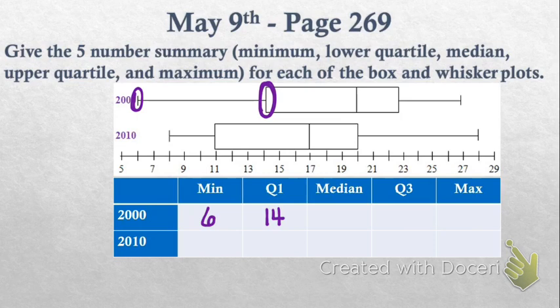I want you to think about this for just a second. If I've got a candy bar, and I cut it in half, and then I cut it in half again, how much of the whole candy bar are you going to get if I give you one of those pieces? 1/4. So this right here is 1/4, or 25% of all of that data, because we took our data and we chopped it into 4 pieces.